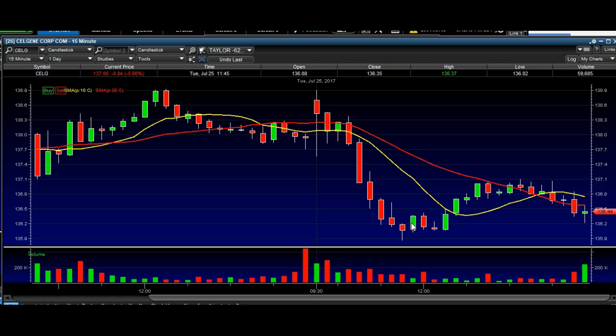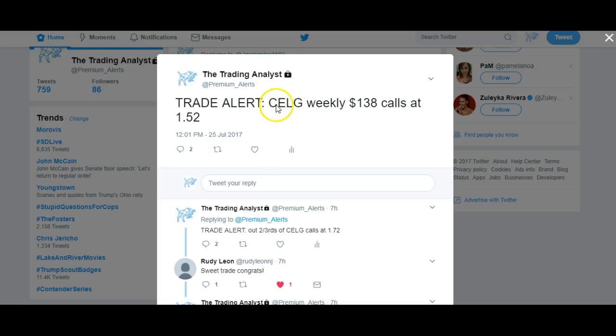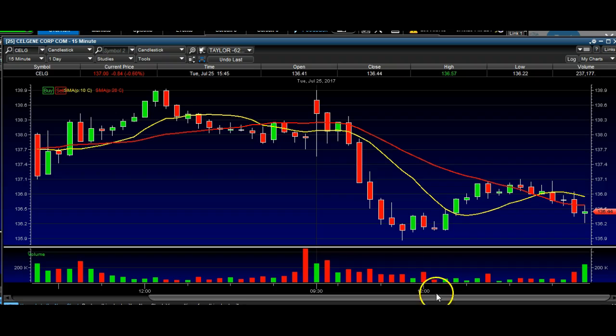With this green candle. I don't share our exact strategy that we use at thetradinganalyst.com. That strategy is reserved for members only. But we got a washout low and then a strong candle. That was the entry signal. We got long here on a slight retrace lower right about here. And I'll show you that alert right here. We alerted the CELG weekly 138 strike calls at 1.52 is the price of the contracts that we bought.